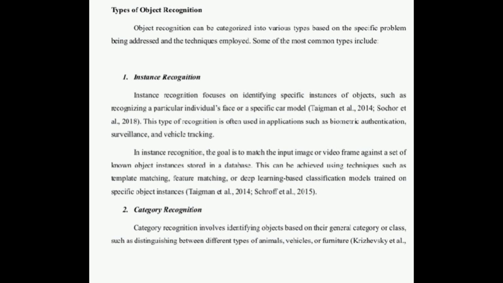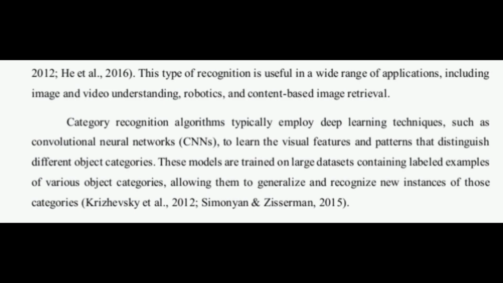Number 2, category recognition. Category recognition involves identifying objects based on their general category or class, such as distinguishing between different types of animals, vehicles, or furniture. This type of recognition is useful in a wide range of applications, including image and video understanding, robotics, and content-based image retrieval.